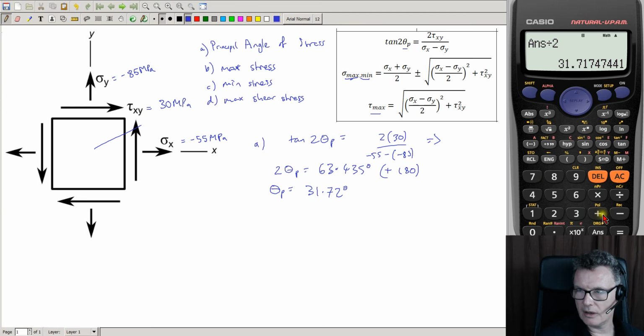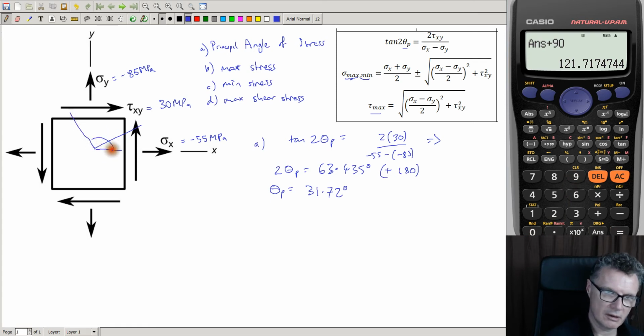And then if I add 90, so 180 divided by 2, that's 121 degrees from this axis here, which will give me the other axis. So that's the orientation that I need to get the principal stresses. Now let's use this equation here to find what the maximum stress is going to be. So part B.